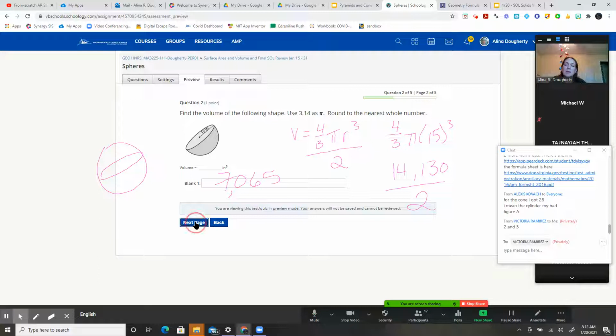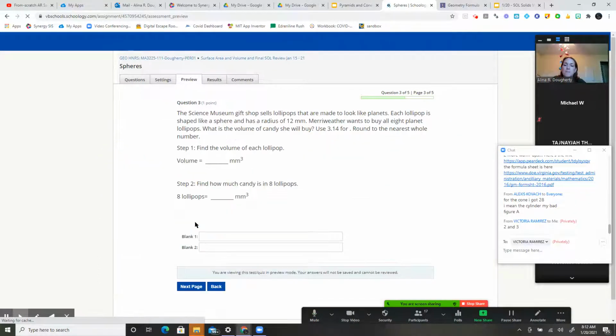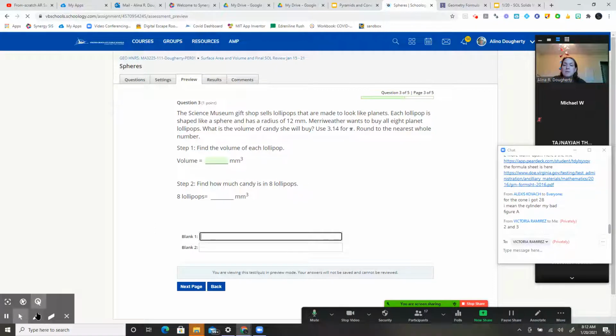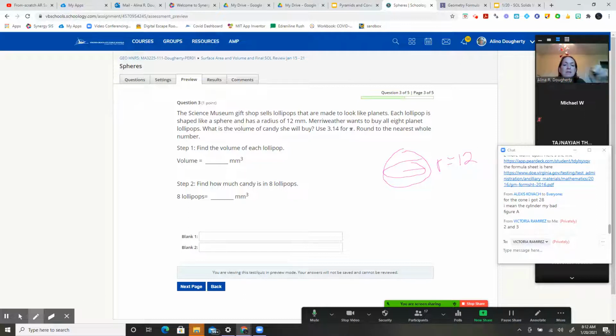All right. Next page, question number 3. This looks like a lot of words. The Science Museum gift shop sells lollipops that are made to look like planets. So that sounds fun. Each lollipop is shaped like a sphere and has a radius of 12 millimeters. So I can draw my sphere and I can say my radius equals 12. It's not a very pretty sphere, but hopefully we get the point. Meriwether wants to buy all 8 planet lollipops. So at some point, we're probably going to multiply by 8. What is the volume of candy that she will buy, round to the nearest whole number? So find the volume of each lollipop.